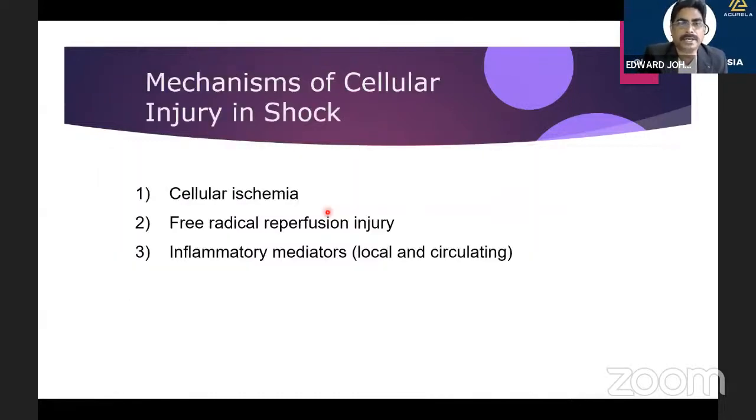So this is the end damage of the cell. The cell damage is due to cellular ischemia, free radical formation, and local inflammatory mediators. These all cause the damage to the end organ.